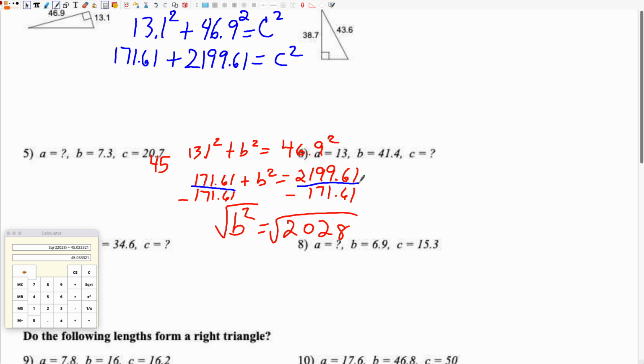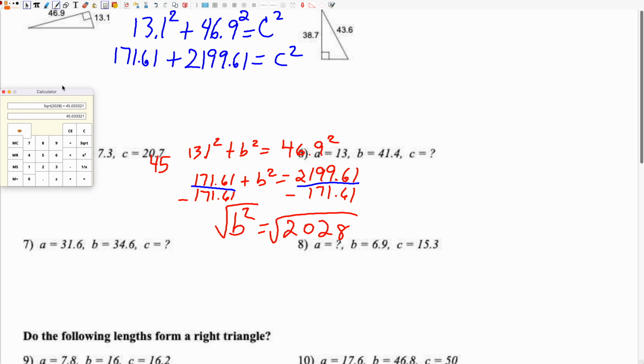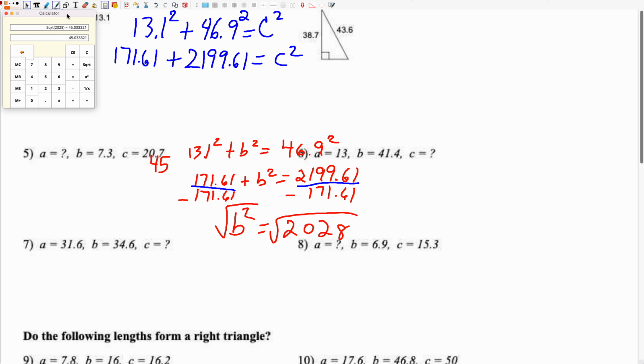All right, so that is 171.61 plus 2371.61, point 22 equals c squared. And square root it. Square root that, it's gonna be 47.48.7. Boom, let's go backwards.